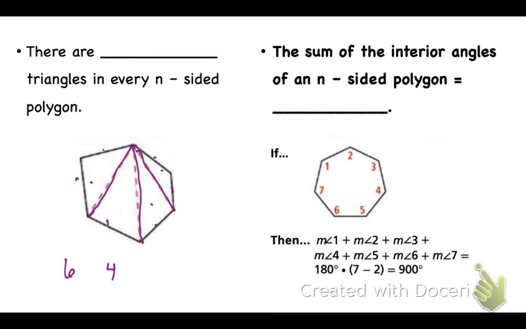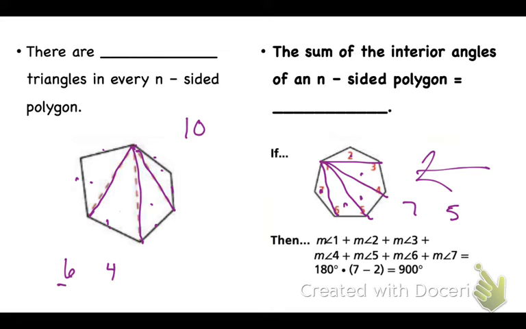And I'm just going to use this picture over here just so we can draw on it. This one has 7 sides. And I'm going to draw 1, 2, 3, 4 lines. So I have how many triangles? 5. So I had 7 sides and 5 triangles. Well, what if I had 10 sides? How many triangles do you think I'd have?